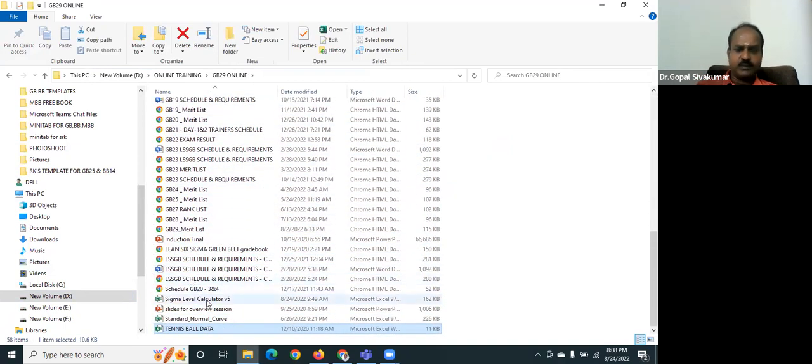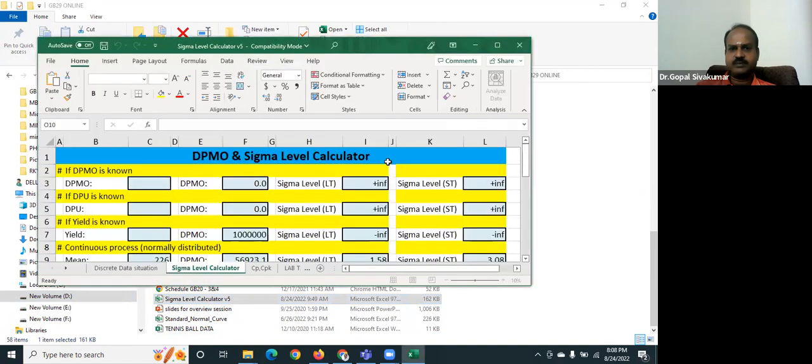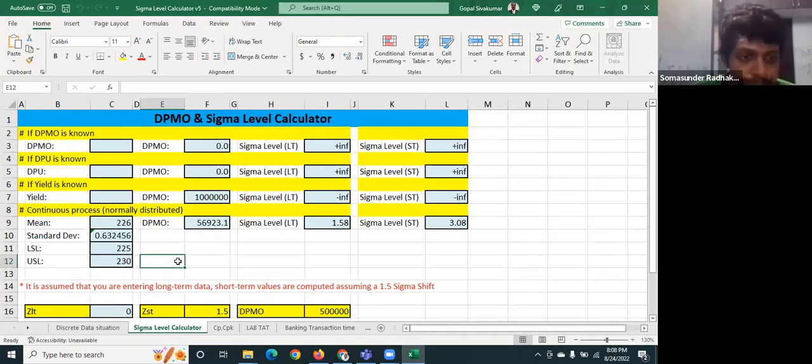So here is the sigma level calculator. I'm just opening it. Hope you can see the Excel file now. Am I correct? Yes, sir.